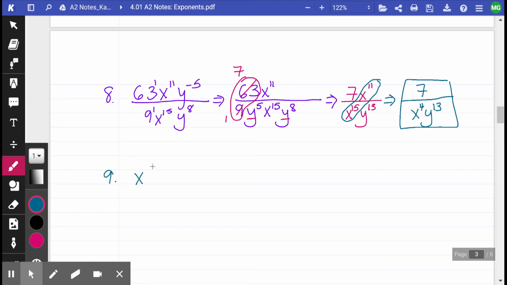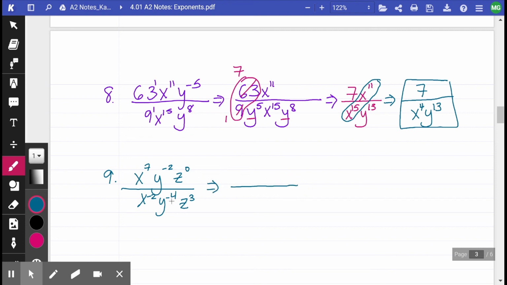Next, we've got x to the 7th, y to the negative 2nd, z to the 0, over x to the negative 2nd, y to the negative 4th, z to the 3rd. Please pause the video and simplify this. All right, so first thing, go through, get rid of your negative exponents.